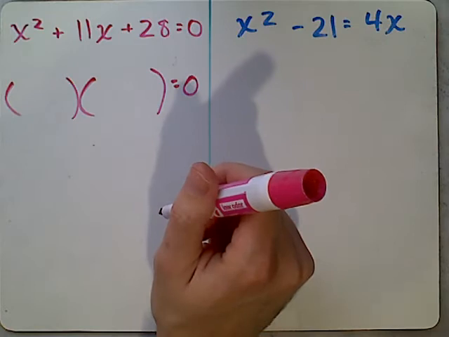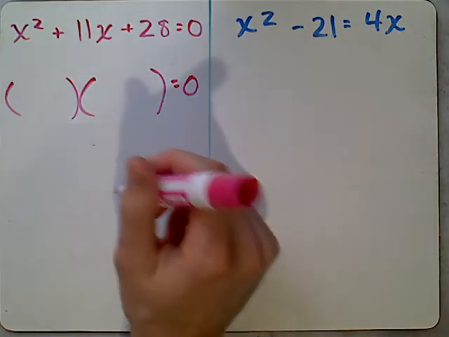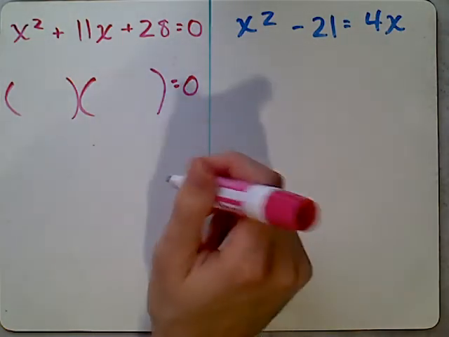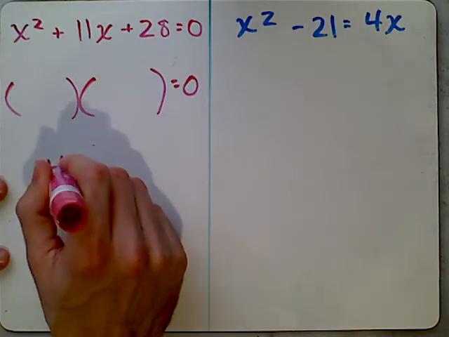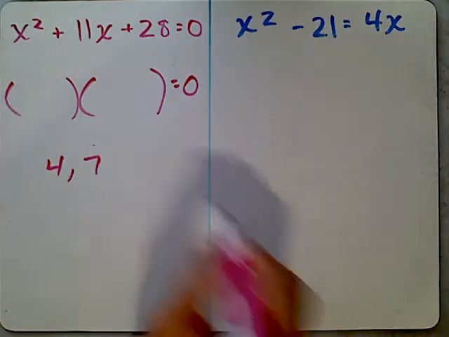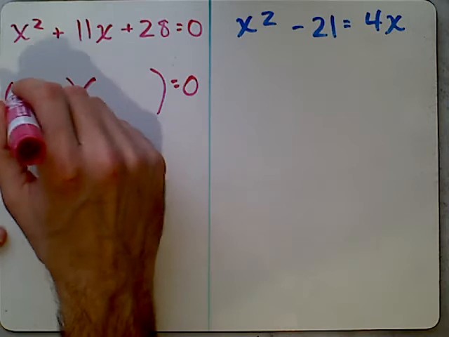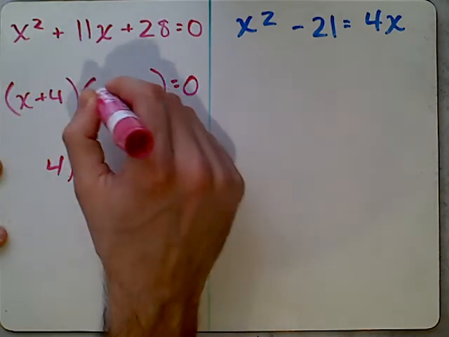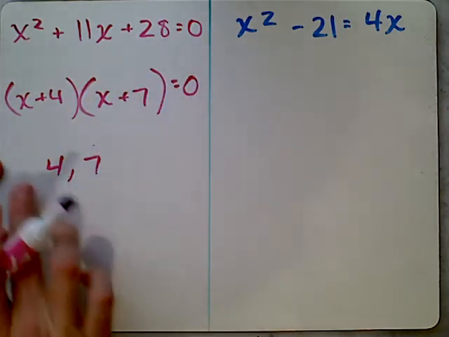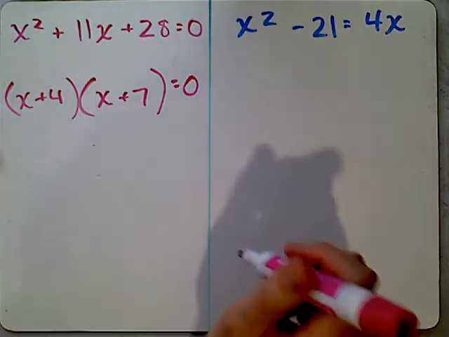You can run through the list of factors. There's 1 and 28, 2 and 14, 4 and 7. And when you get to that 4 and 7, you identify those, hopefully, as the factors for this quadratic. So we can put x plus 4 and x plus 7 as our factors. Make sure to show this step.